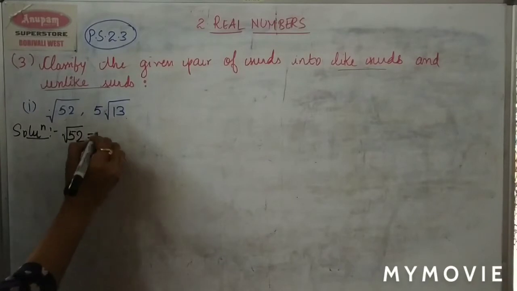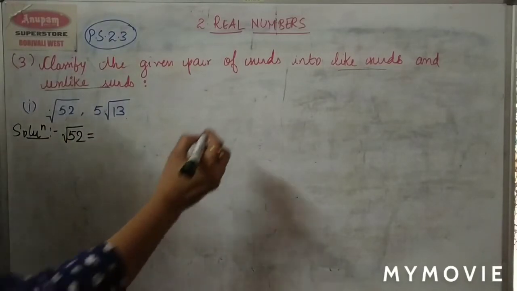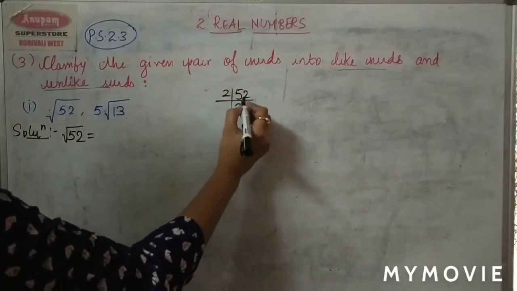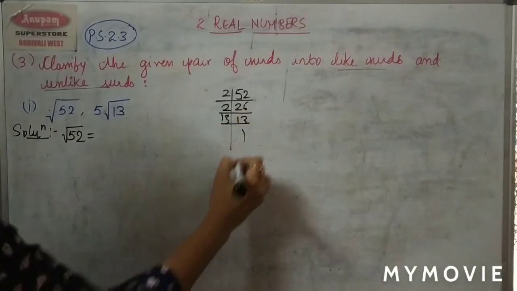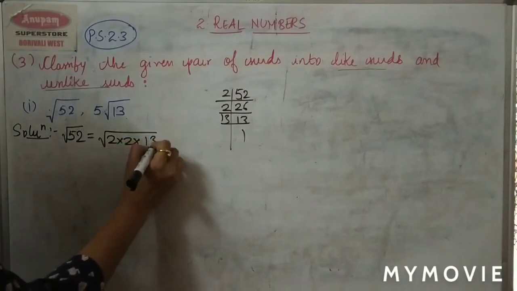If I want to find out the square root of 52, we all know it is not a perfect square. So we try to factorize it. 2 2s are 4, remainder 1, 2 6s are 12, 2 13s are 26, and 13 1s are 13. So this becomes 2 into 2 into 13.